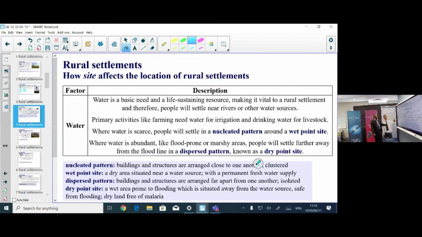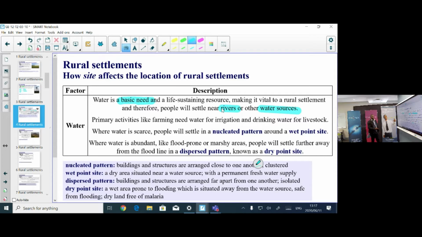Then we need to further look at the factors, and then we describe. So we are going to the major factor here, water. It is a basic need and a life-sustaining resource, making it vital to a rural settlement, and therefore people will settle near rivers. It is a basic need. You cannot do without water. Primary activities like farming need water for irrigation and drinking water for livestock.